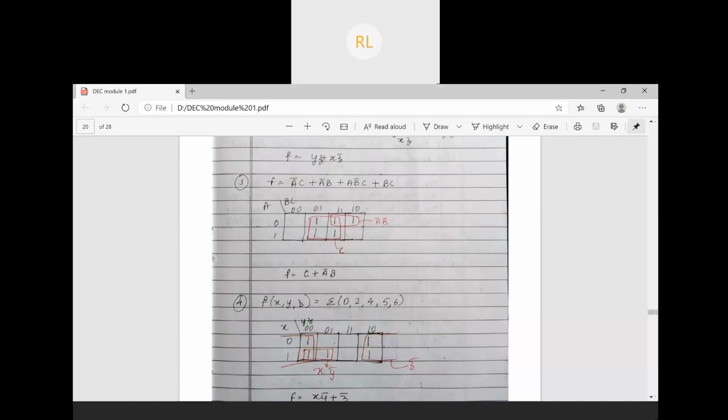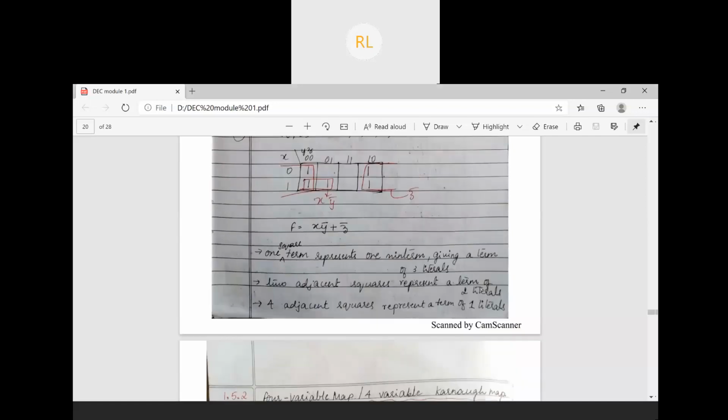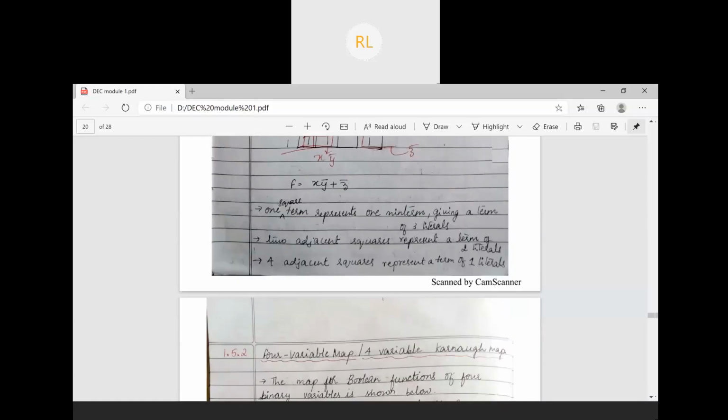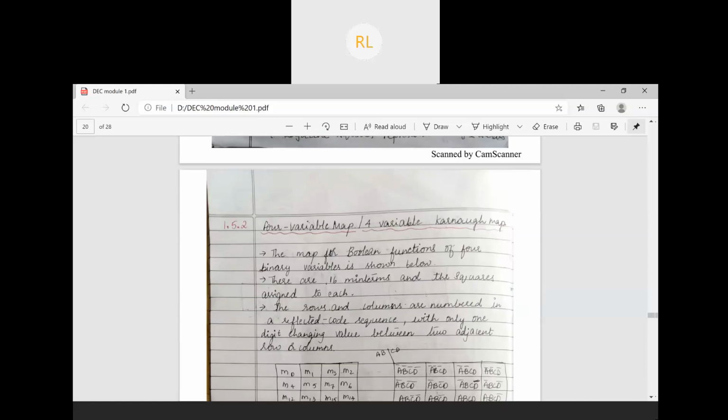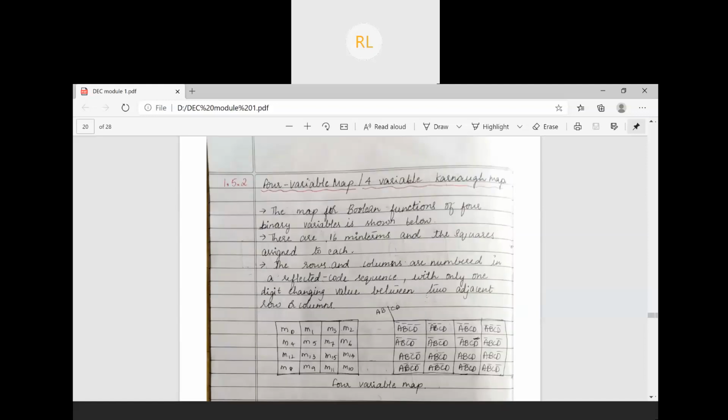Now let's move on. That is what I have mentioned here: one square term represents one minterm, giving three literals, and adjacent squares can be grouped, so I can take four adjacent squares. So let's move on now to the four variable K-map.